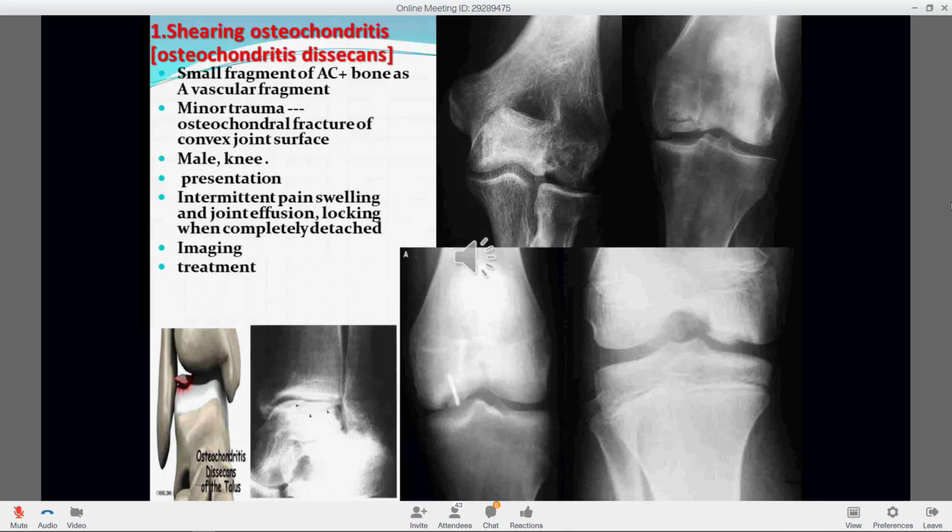Treatment: when it is still in place, not separated, there is a place for fixation of that piece or conservative treatment by POP. If it is detached, there are two options: either removal of that part or refixing it in place, with drilling of the subchondral bone because of the sclerosis, and bone grafting.